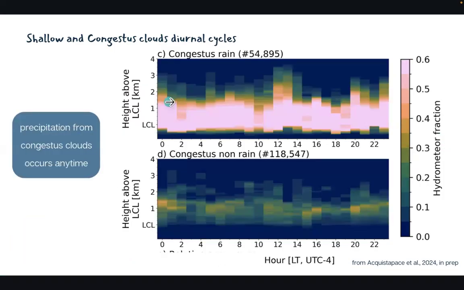In the upper part, you can see the congestus precipitating part. Here we flag the precipitation based on the presence of precipitation at the ground, with the weather station that we had on the ship. And in the other case, you see the congestus non-rainy cases. Here you see also, very interesting, that precipitation from congestus clouds can occur again quite any time. There is no diurnality in this. And we were quite surprised by this result.